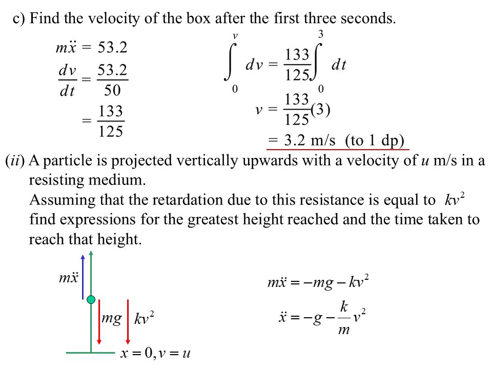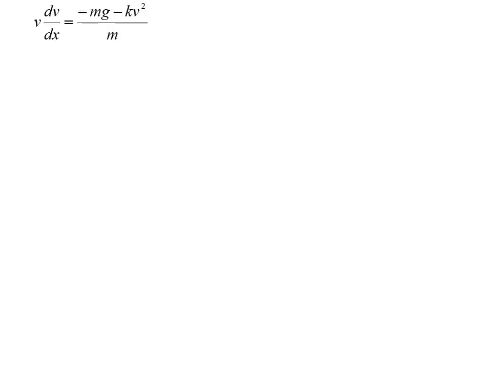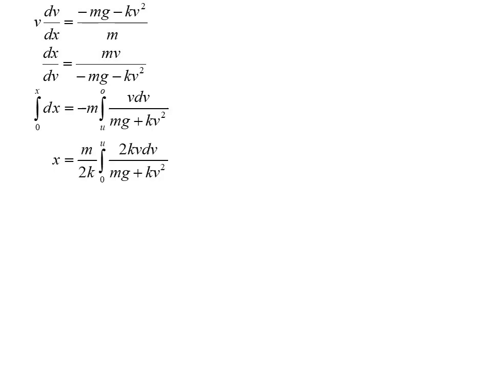There's two things we have to do here: find the greatest height and the time taken to reach that height. To find the greatest height, I'll use v dv/dx because I want to link velocity and displacement together, because greatest height will occur when velocity is 0. Let's divide through by v and separate out our variables. Could have done that all in one hit, I suppose. Sub in the initial conditions they gave me: when x equals 0, velocity was u.